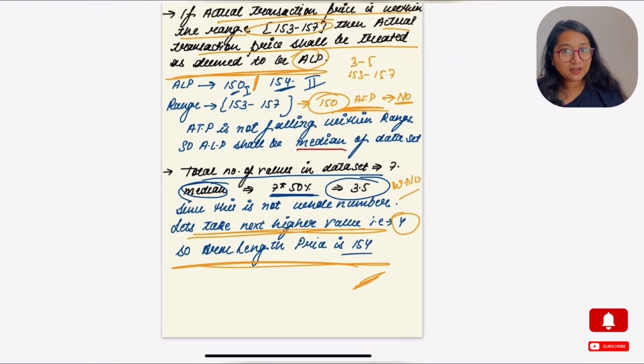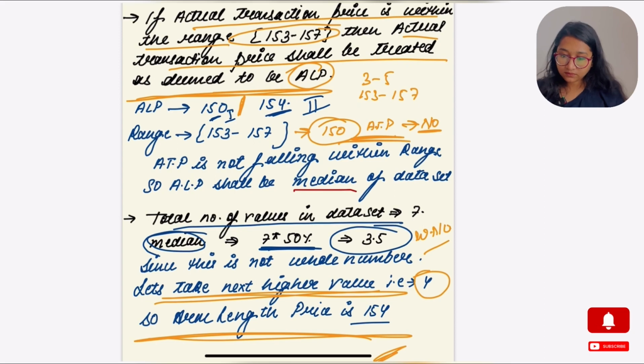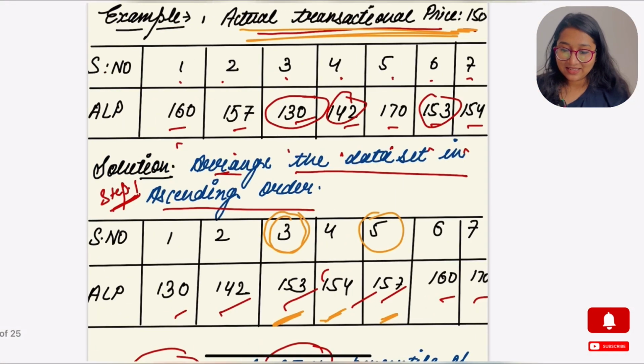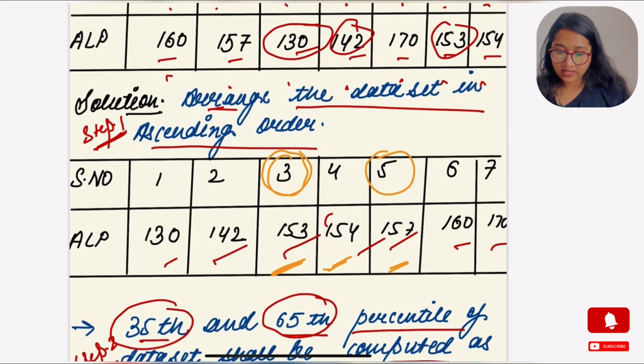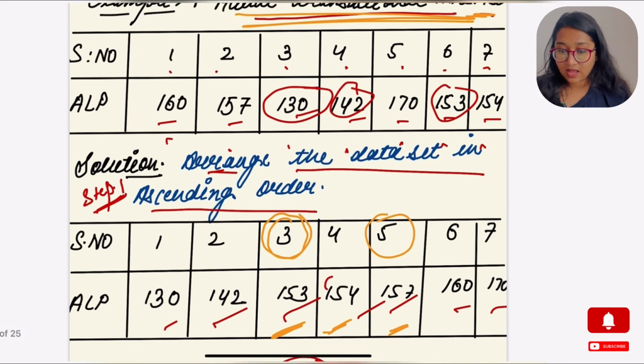Is this part clear now? Let's rewind it again. Let's do it again, otherwise it will not click. Okay, range concept. When is the range concept going to apply? When I'm having more than 6 arm length prices. Say I'm having a question, and the total number of arm length prices is 7, right? So the very first step is that we have to arrange that data in ascending order, from smaller to bigger.